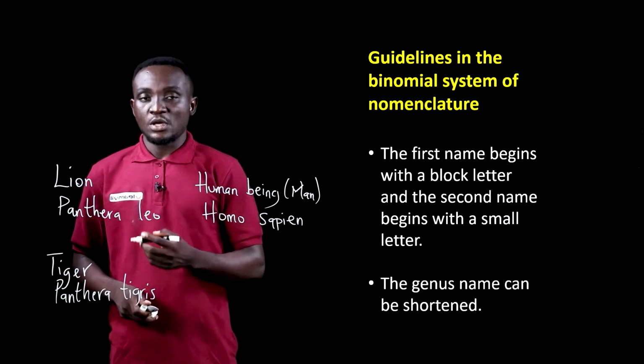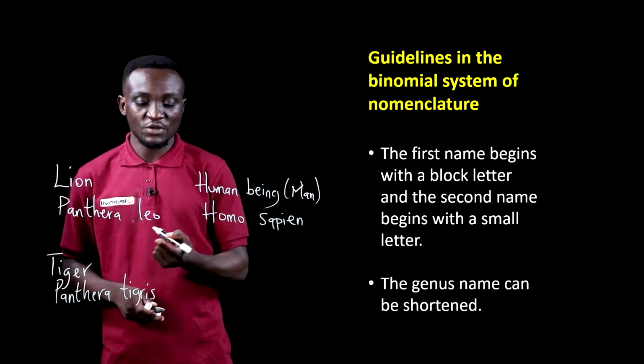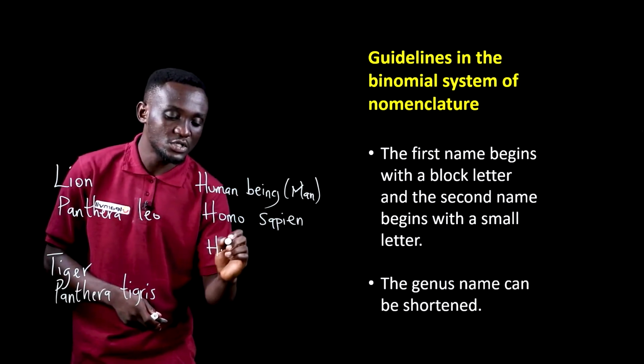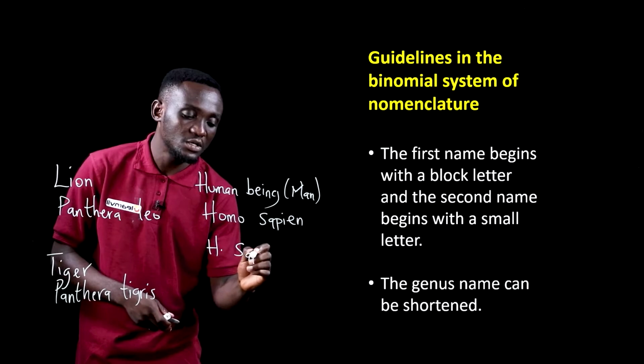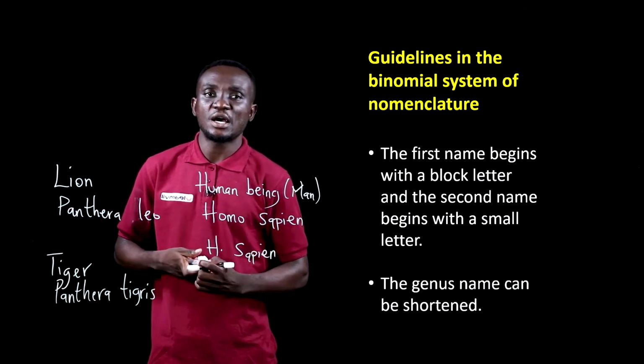Now, the second rule states that the genus name can be shortened. So instead of writing the full thing as Homo sapiens, we can write H. sapiens as we have it. Now let's look at the other rule.